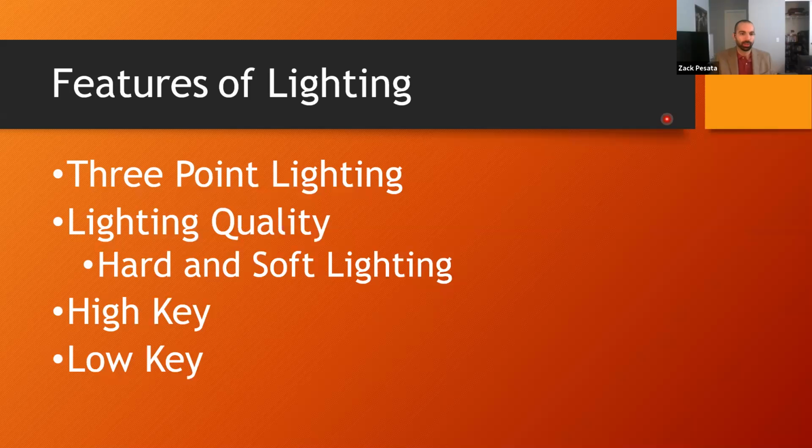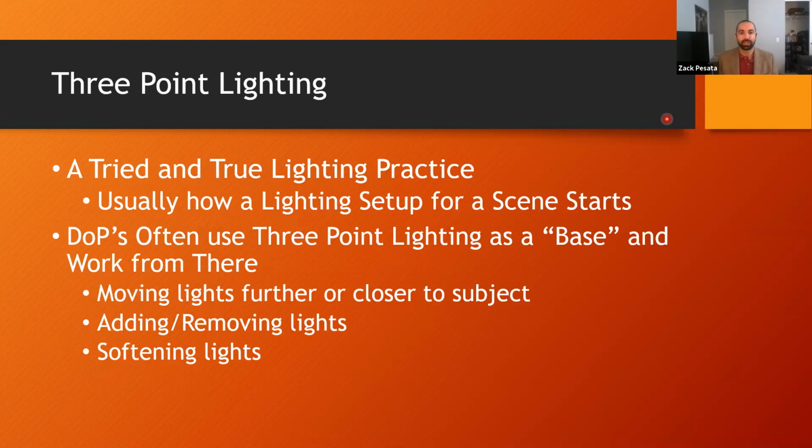Okay. So, 3-point lighting. 3-point lighting is a tried and true lighting practice. It's usually how a lighting setup for a scene starts. Directors of photography often use 3-point lighting as a base and work from there, moving lights further or closer to the subject, adding, removing lights, or softening lights. 3-point lighting is something that's been used for a long time to reach that proper level of exposure for a scene, but also we see the foundations of 3-point lighting carrying through to a lot of different lighting setups.